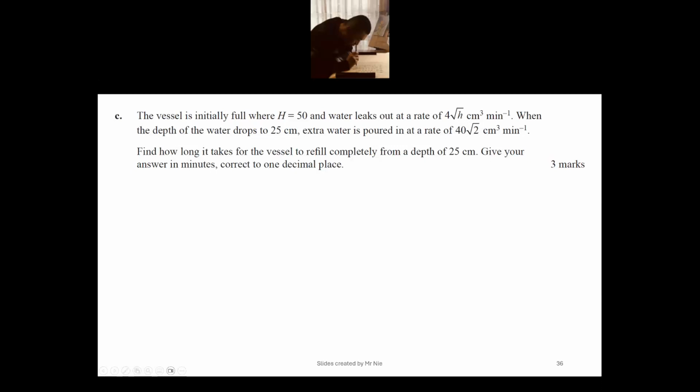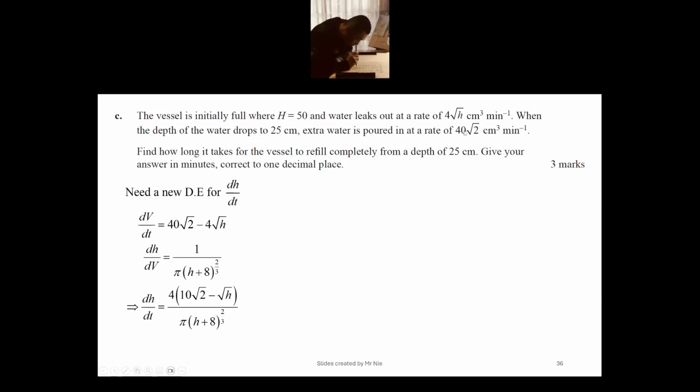That means you are going to refill this vessel back to 50 from 25. Okay, so this is looking at the refilling stage.